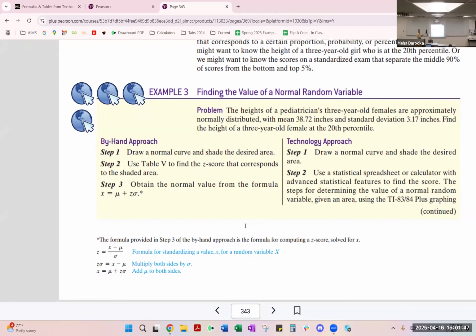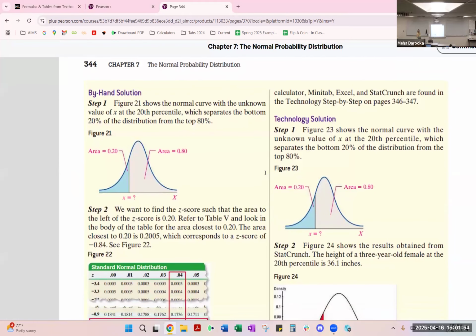Alrighty, so now we know what the steps are. So let's find out what that 20th percentile height for a 3-year-old female will be. You can see, again, in our normal curve, remember the entire thing is 100% or a total of 1. So if we're talking 20th percentile, we're saying 20% of the values will be below where your 20th percentile is. So you're shading 20% on the left-hand side, which means 80% or 0.8 is left on the right-hand side. So that shaded area is what we are interested in finding.